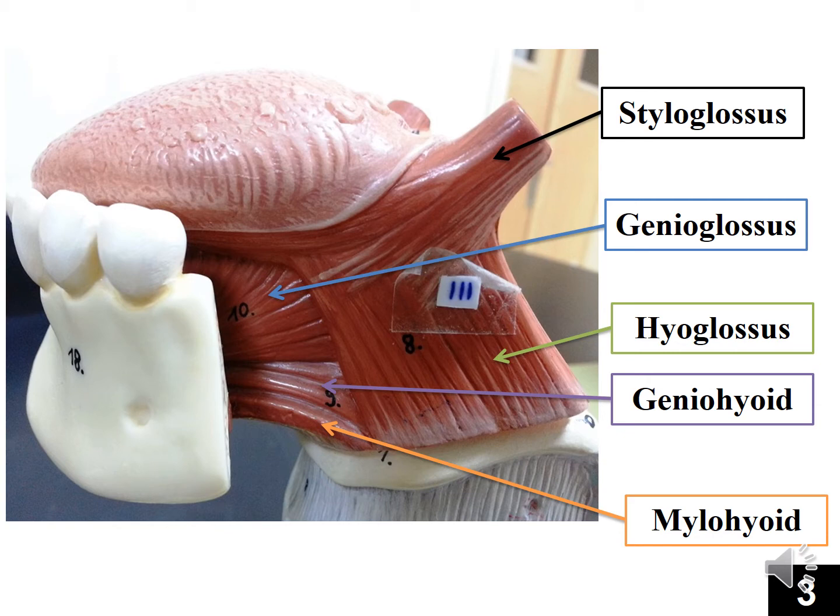Then you can see the hyoglossus again here, which is the quadrilateral muscle, and I have the geniohyoid, which is below, between the mylohyoid, indicated by the orange color, and the genioglossus. And we said the geniohyoid takes origin from the inferior genial tubercle, or lower mental spine, and the genioglossus takes origin from the superior genial tubercle, or upper mental spine.